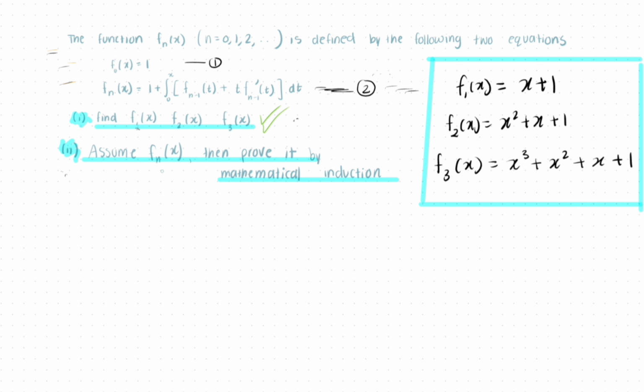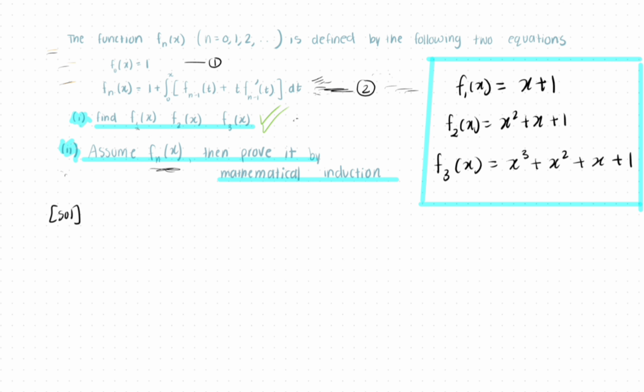So they're saying that, okay, assume that this is true. So assume this is true because this is f_n(x), right? But we have to prove it now. So once again, pause the video and give this problem a go. Alright, so I'm going to walk through the solution with you guys.